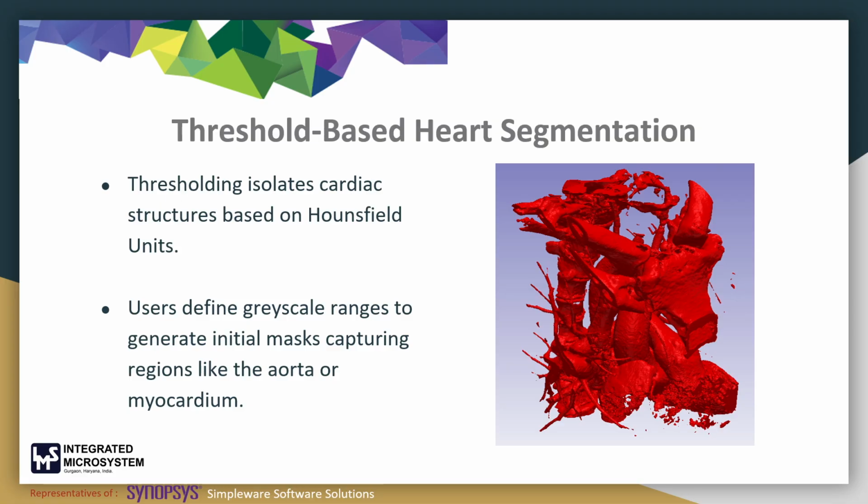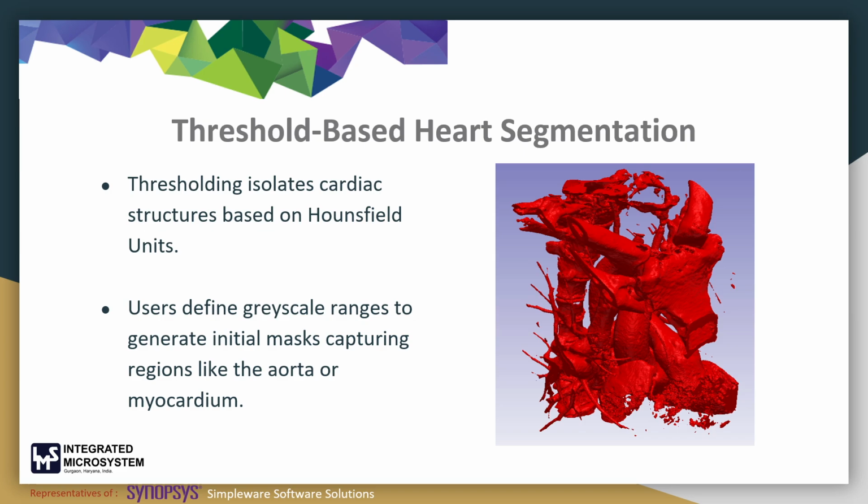With the image data clean and optimized through contrast adjustment and median filtering, we are now ready to begin with the segmentation process. One of the foundation techniques used here is threshold-based segmentation. Thresholding works by isolating pixel intensities within a specific range, which usually corresponds to Hounsfield units in CT data or signal intensities like MRI.